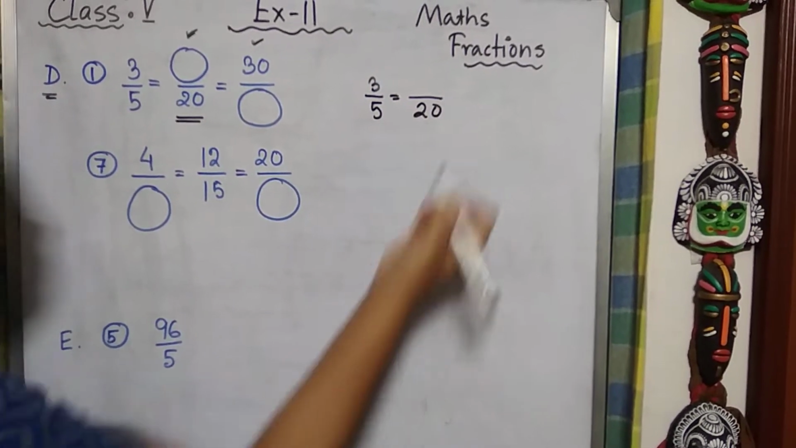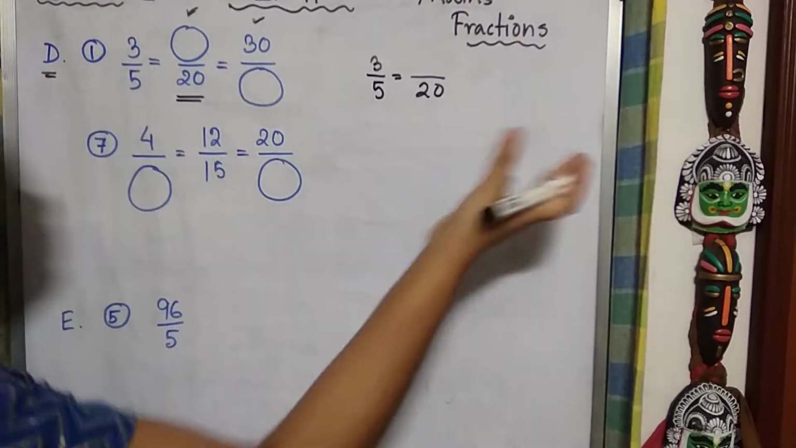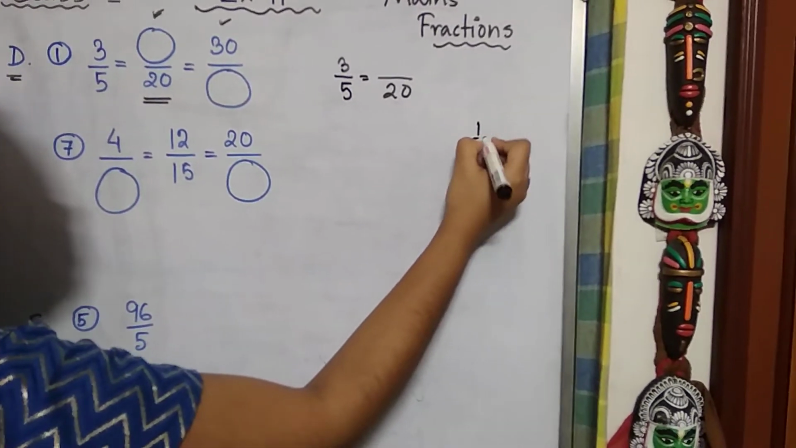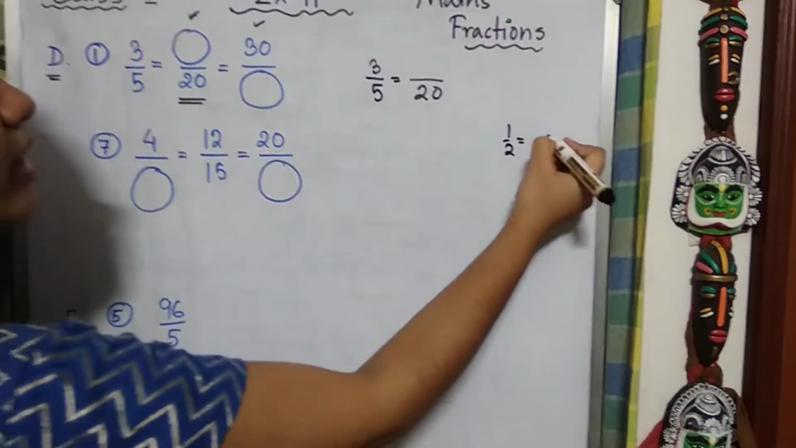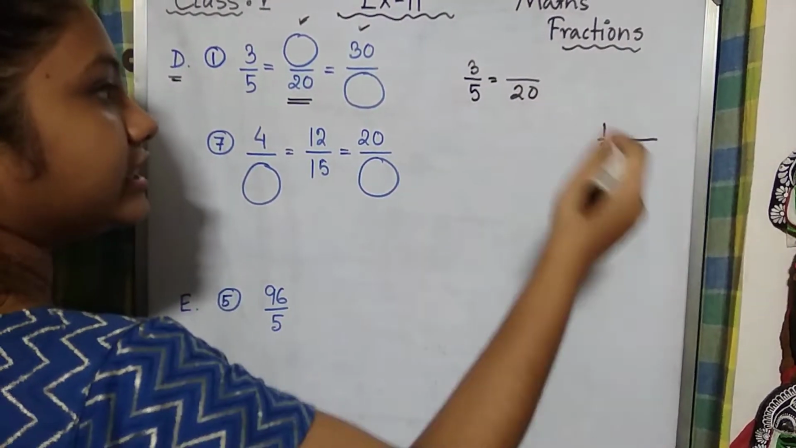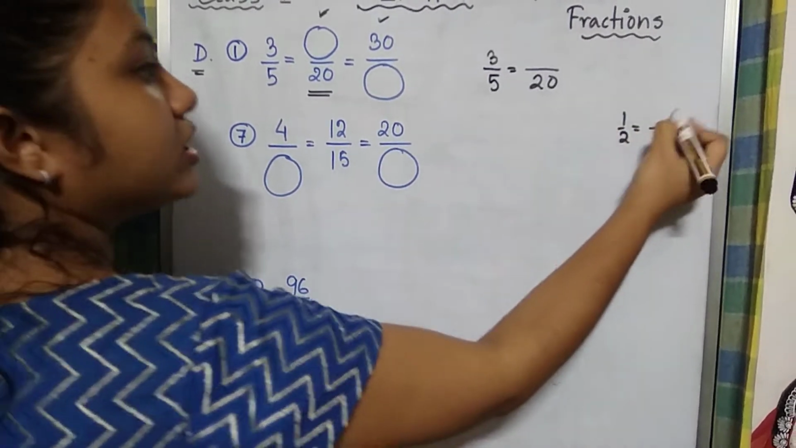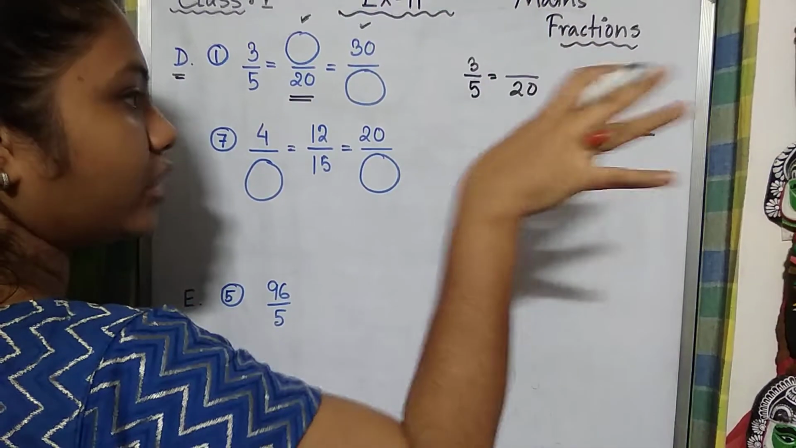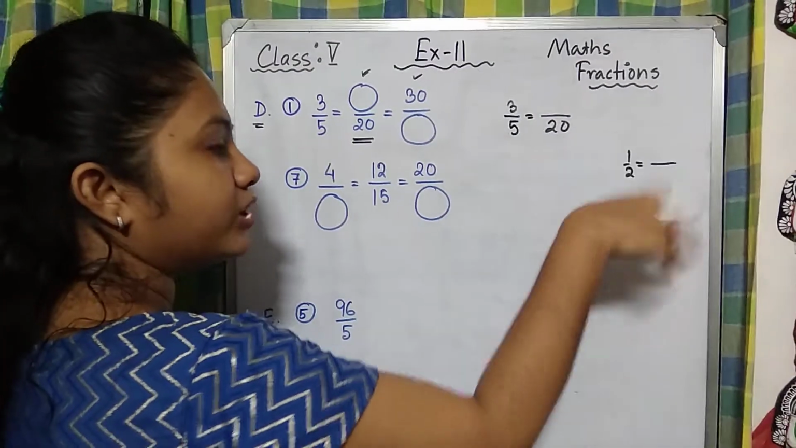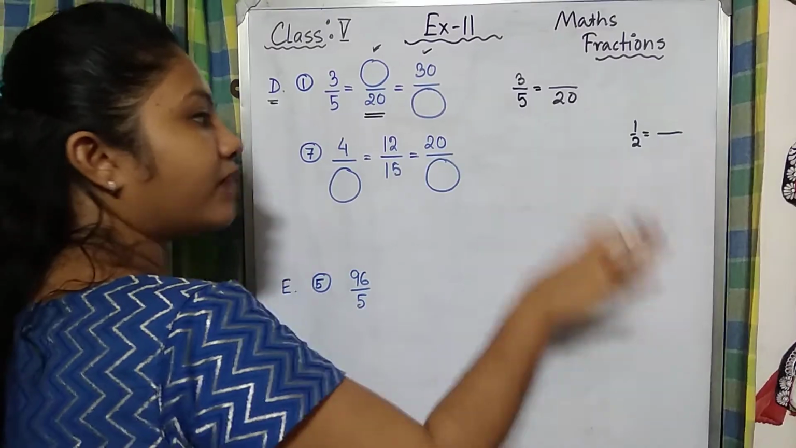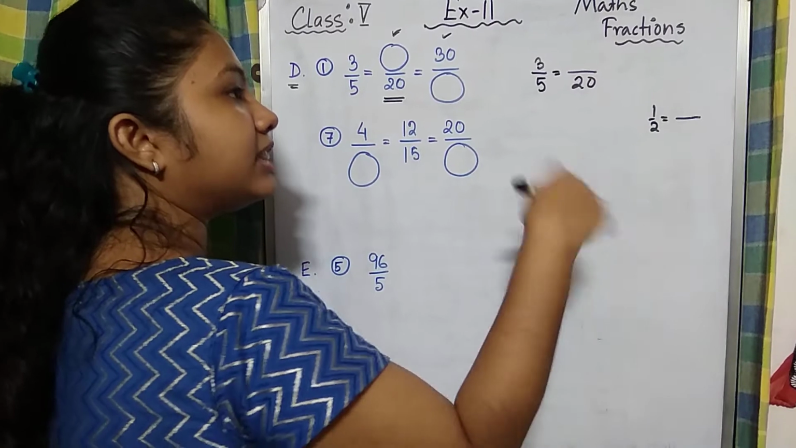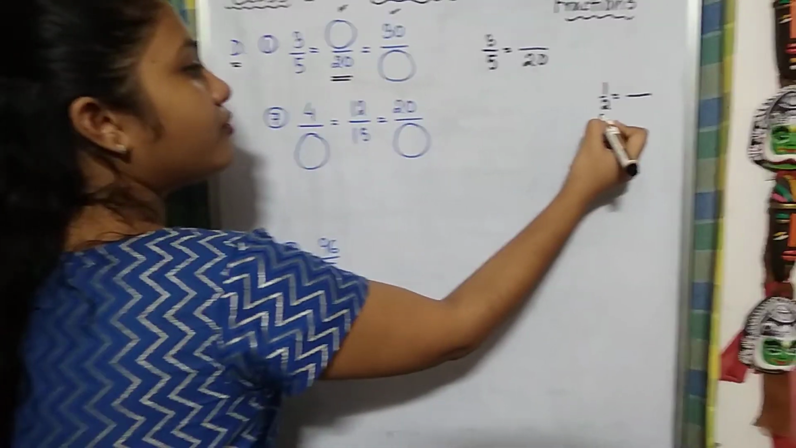a denominator of 20 is given. Now if we have to find the equivalent fraction of 1 by 2, what will it be? It is another fraction obtained when we multiply the numerator and the denominator of this fraction by the same number, or divide them by the same number. That is going to be the equivalent fraction of 1 by 2.